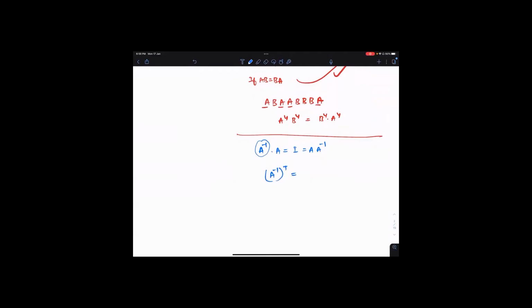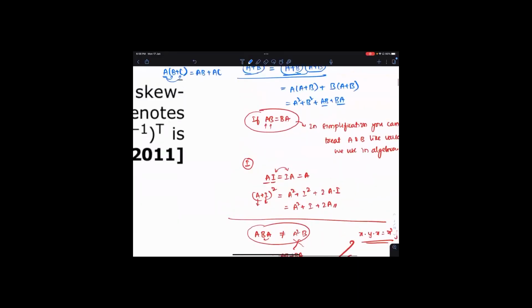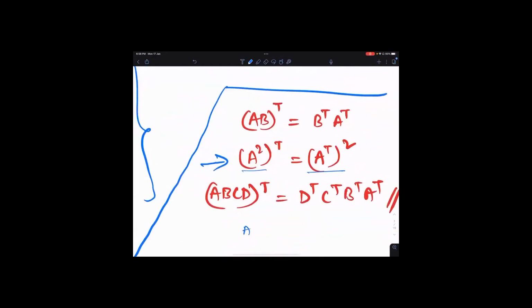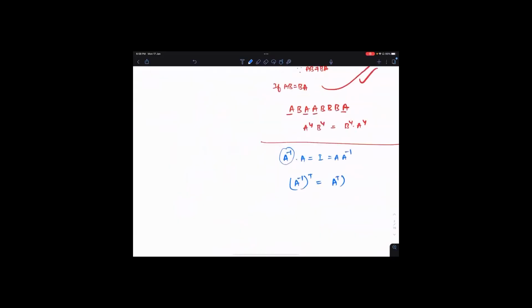Why? Because here we have seen A square whole transpose. Like in general, A power n whole transpose equals A transpose whole power n. Just remember that way. Even if n is minus 1, that is A inverse whole transpose is A transpose whole inverse. Okay. Keep that in mind, guys. Very, very important rule.